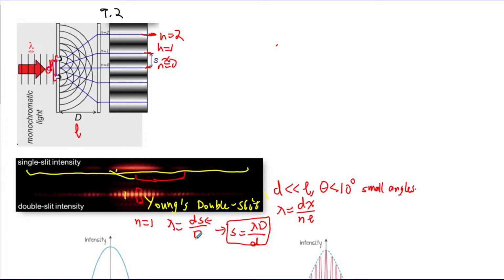Just remember, this is IB. In the Alberta curriculum, s is x, and D is L, and n equal to 1 is n. We assume we only care about the first order maximum.